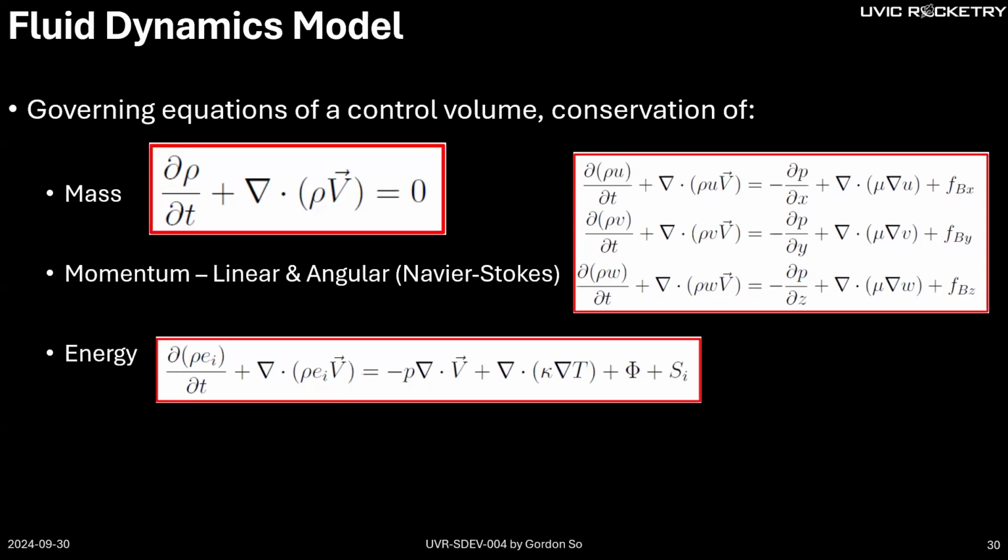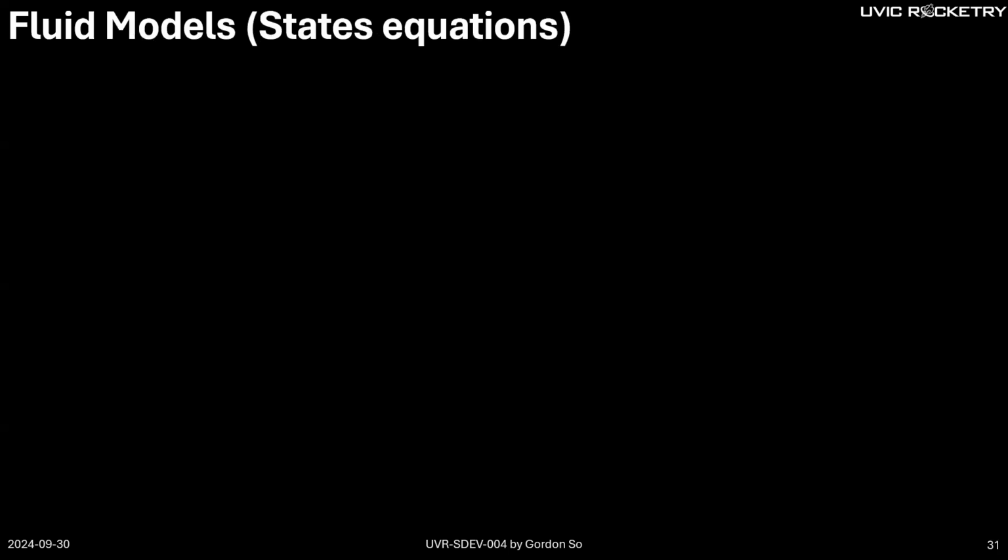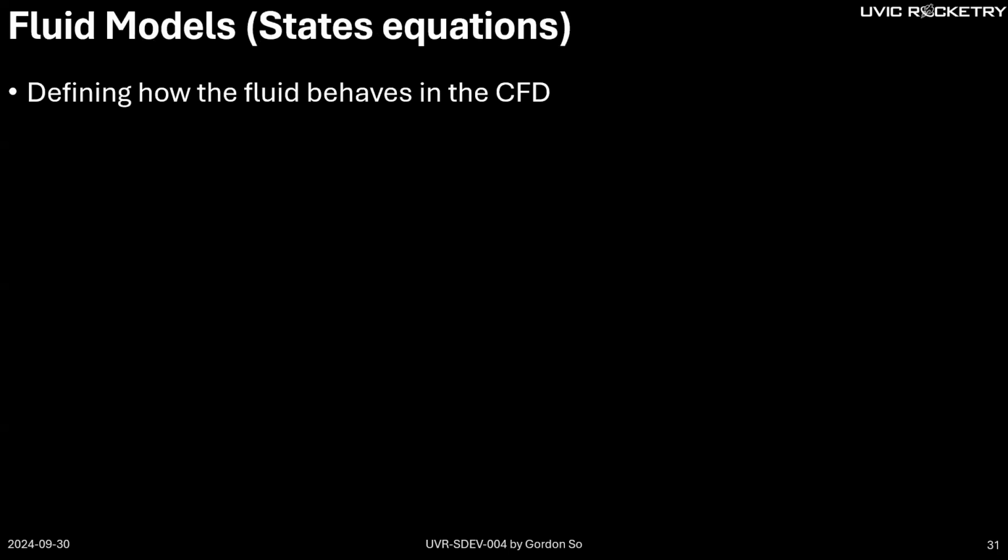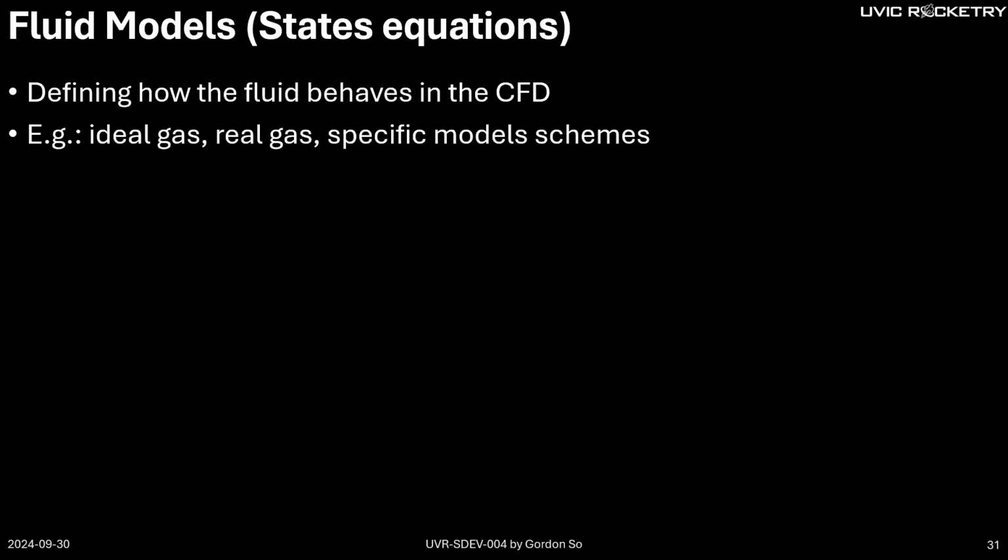So after knowing how your fluid behaves or moves in a space, we look at the fluid itself. We need to define how the fluid behaves. For example, like water, do you want it to be viscous or do you want it to be inviscid? It's just like no viscosity. So that's something that is pretty common. For example, like ideal gas, is it behaving like a real gas? Would there be any specific models that are better suited for that regime?